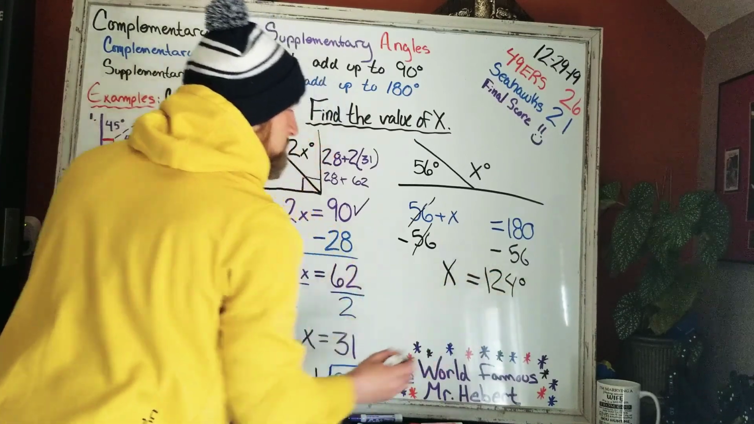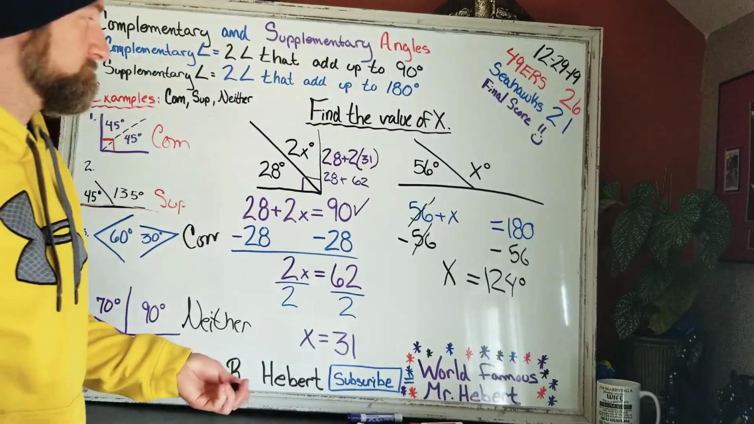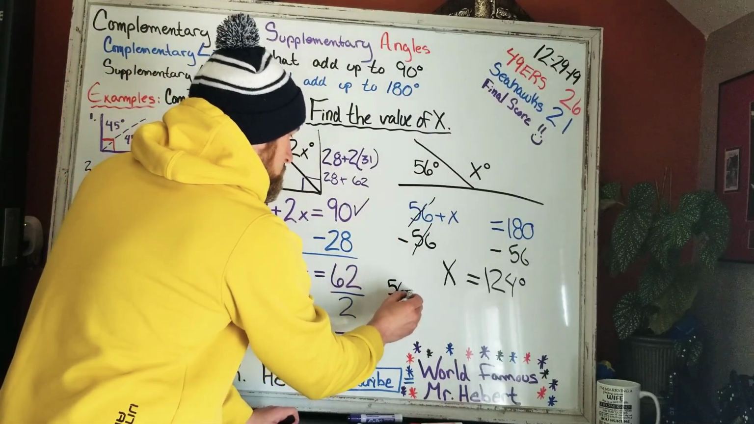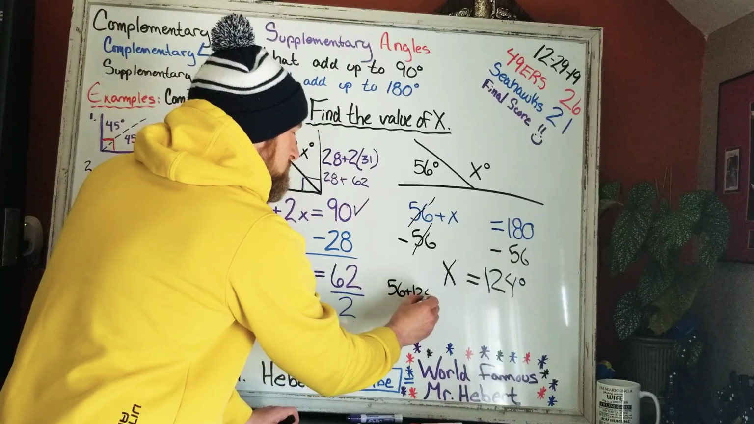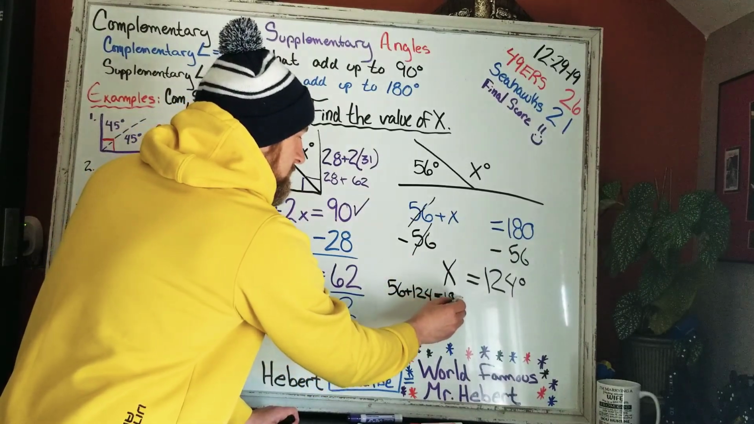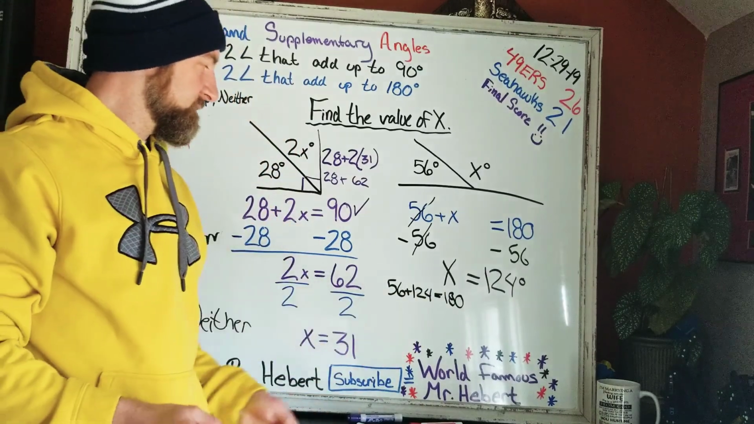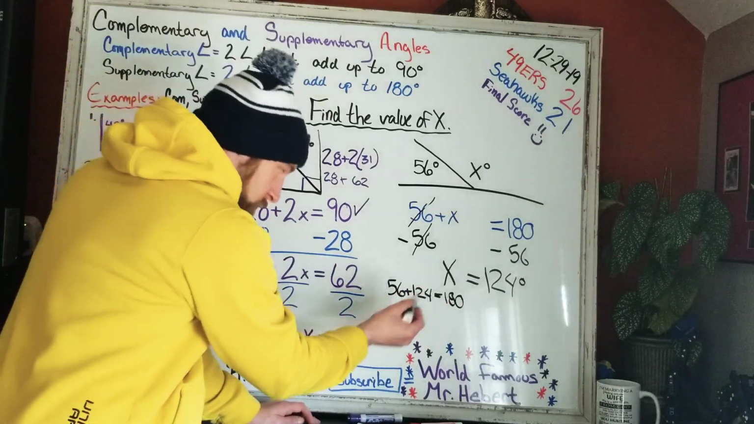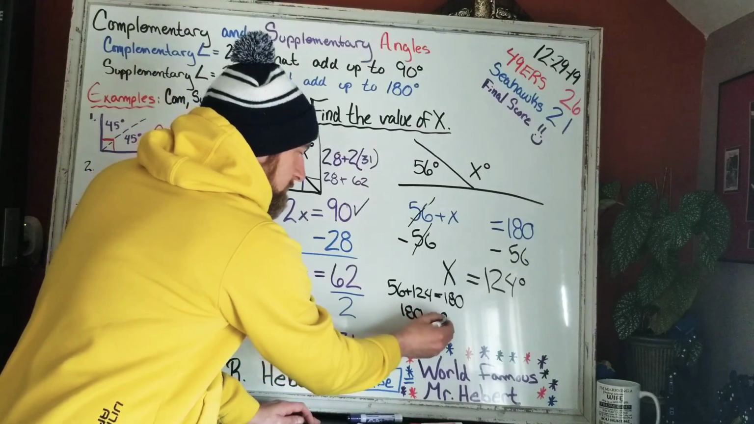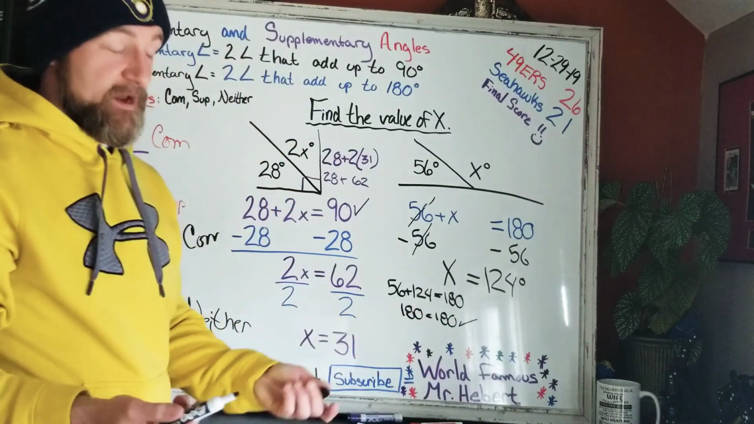124 degrees. Now if you want to check your answer, you can take 56 plus 124, and that should equal 180 degrees. So 56 plus 124 gives us 180. It's equal to 180. All right, that one does check out also.